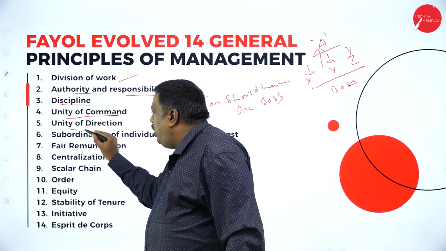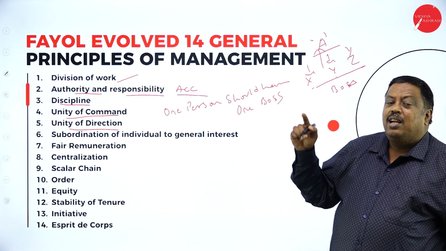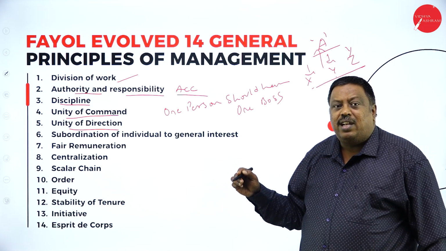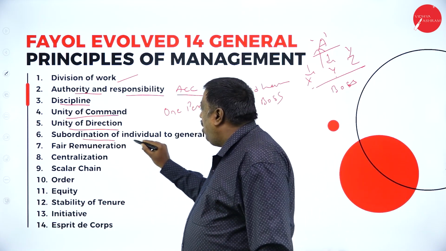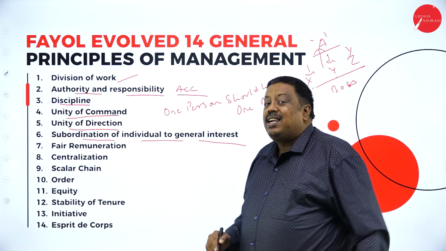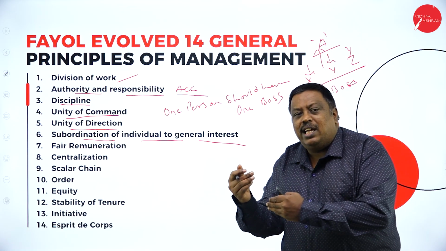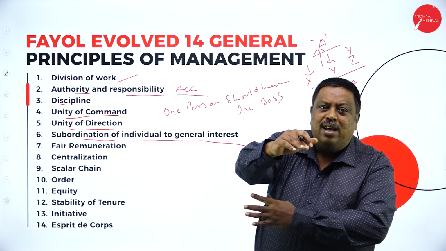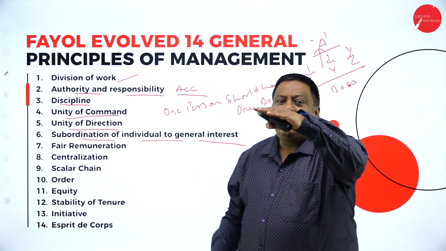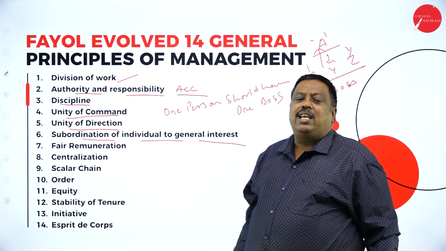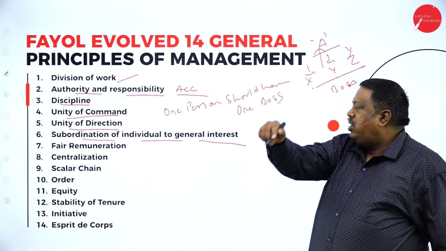And next, unity of direction. There should be proper direction given to the team members in such a way that the work can be executed easily. Next, subordination of individual interest to general interest. Convert the individual employees' goals into organizational goals. If they reach the organizational goal, automatically they can reach the personal goals of the employees.